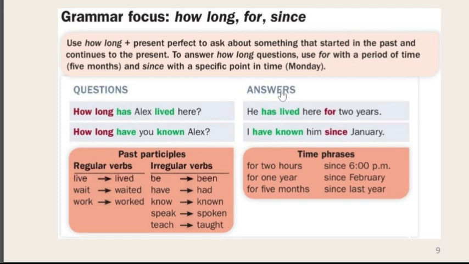Here are 2 questions. And then on the right, answers. So let's start with the question and then the answer. Number 1, how long has Alex lived here? He has lived here for 2 years. Okay. Number 2, how long have you known Alex? Answers. I've known him since January.